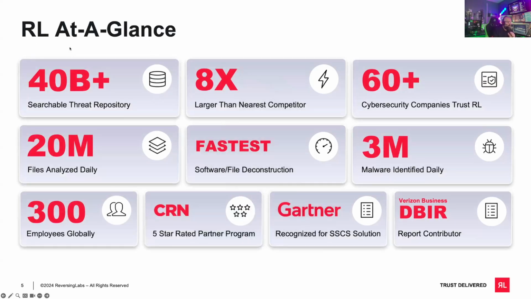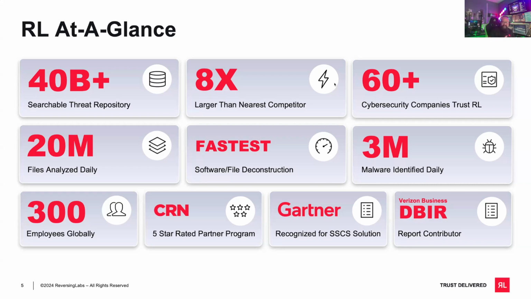All right, so ReversingLabs at a glance. We are the trusted authority in software and file security, with solutions that have continually improved over the last 15 years. Our threat repository tracks over 40 billion files, both malware and goodware. That number is continuing to grow with our threat research team methodically analyzing and categorizing new instances of malware and goodware daily. That 40 billion files puts our repository over 7 times larger than our closest competitor.